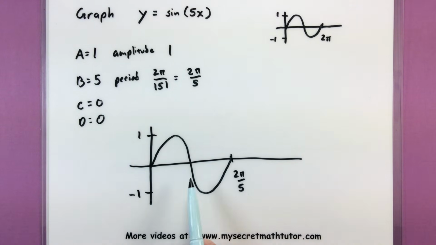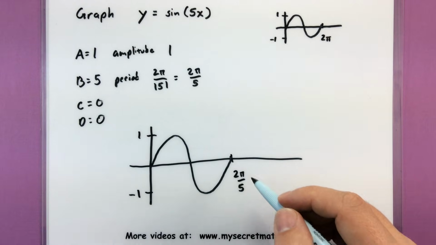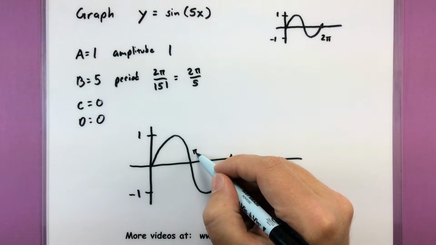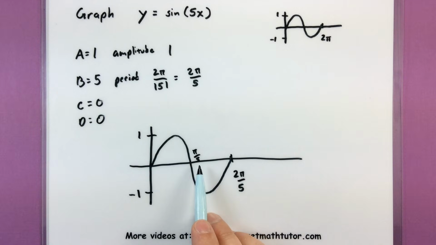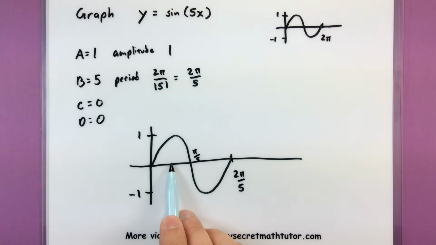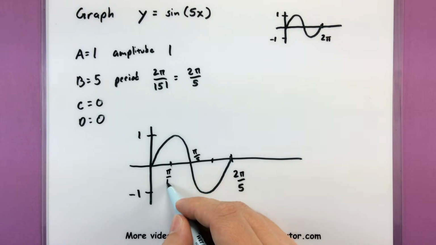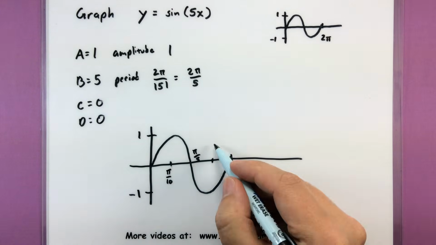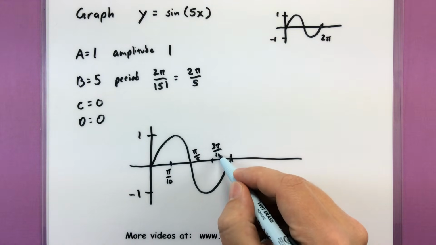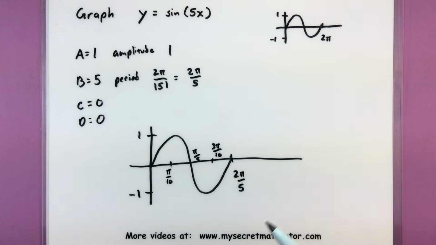And if you're really curious, like, hey, I think I need some more key values in here, remember the halfway point is where it crosses the x-axis. So you can take 2 pi divided by 5, chop that in half, and that'd give you just pi over 5. If you chop pi over 5 in half again, then you'd get a couple more key values. This one would be at pi over 10, 2 pi over 10. This one would be at 3 pi over 10, and 4 pi over 10, or 2 pi over 5. So just some things you can write down.